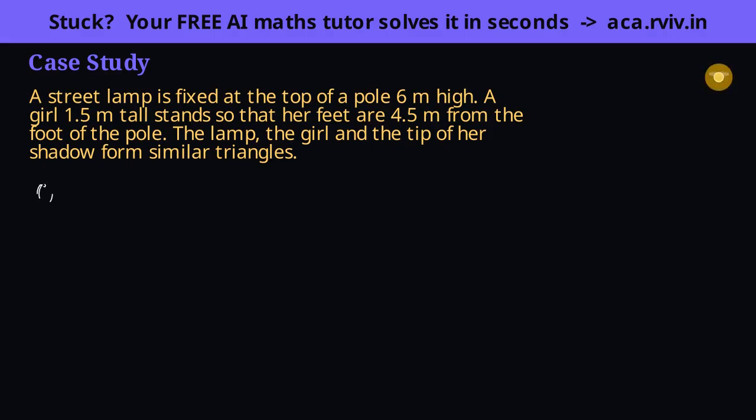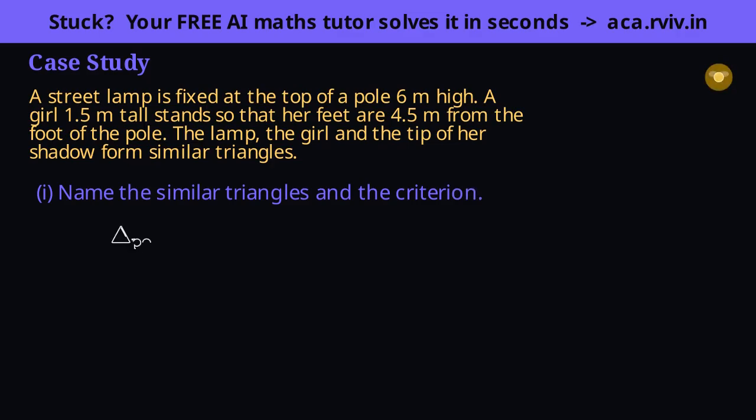To prove similarity, we need two equal angles. Both the pole and the girl stand straight up from the flat ground, so each makes a right angle there. That's one pair. And the tip of the shadow is a single shared point, so the angle at that tip belongs to both triangles. That's the second pair. A right angle at the base plus the common angle at the shadow tip make two equal angles. So by the AA criterion, the pole triangle and the girl triangle are similar.